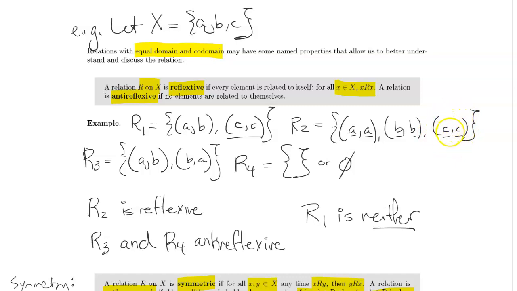Because the entries are the same, I have to be able to flip them. There's no way I'm going to be able to get around that. So R2 is both symmetric and anti-symmetric.